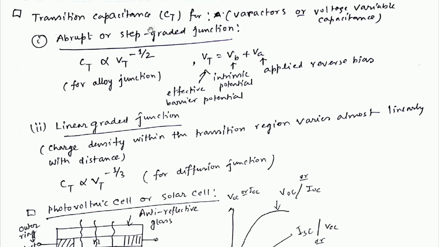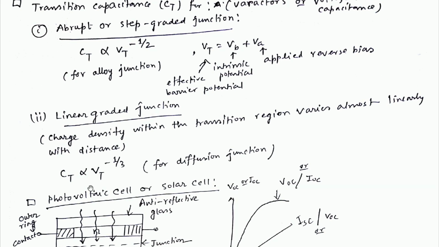Transition capacitance Ct for varactors, or voltage variable capacitance. For an abrupt or step graded junction, like an alloy junction, Ct is proportional to Vt to the power minus half. Vt is the effective barrier potential, equal to the intrinsic potential Vb plus the applied reverse bias. For a linear graded junction, we get Ct proportional to Vt to the power minus 1 by 3.